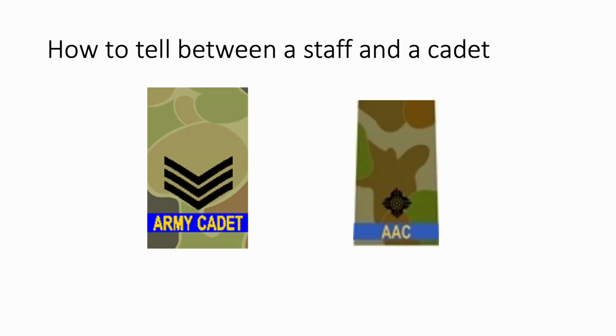How to tell the difference between a staff and a cadet rank. If you look to the bottom of both rank slides, you'll notice one says Army Cadet and one says AAC. Any rank slide that says Army Cadet is a cadet member, and any slide that says AAC is a staff member. It is also important to note that you refer to all staff ranks as Sir/Ma'am besides defense-approved helpers, as you would refer to them as Mr., Mrs., or Miss.